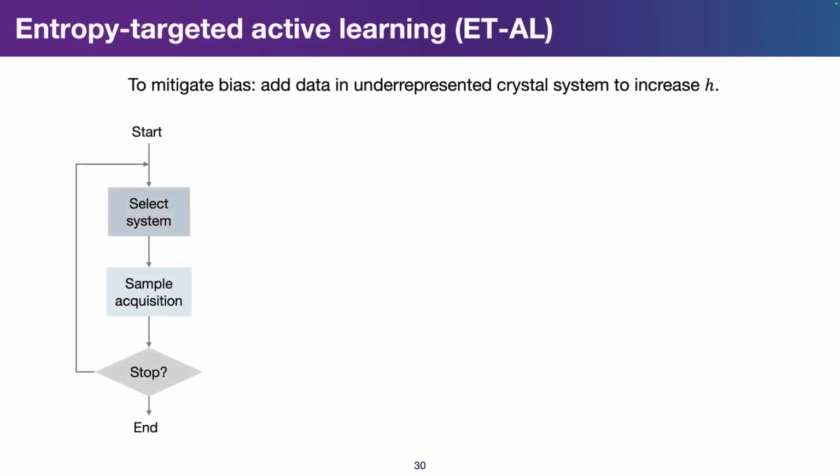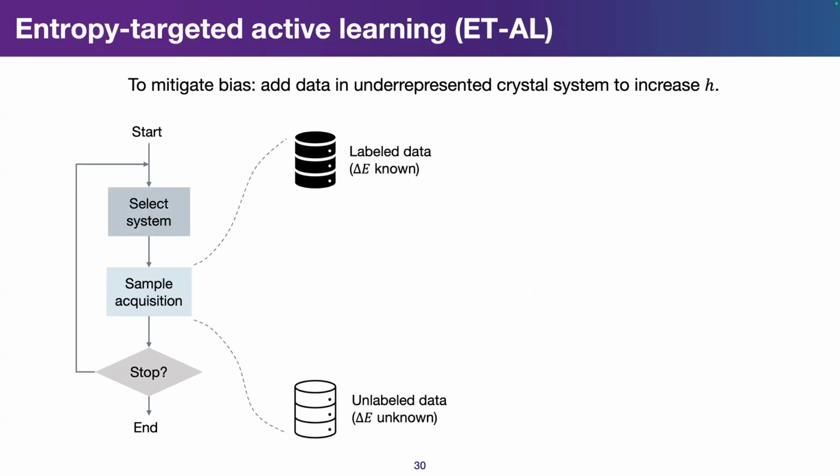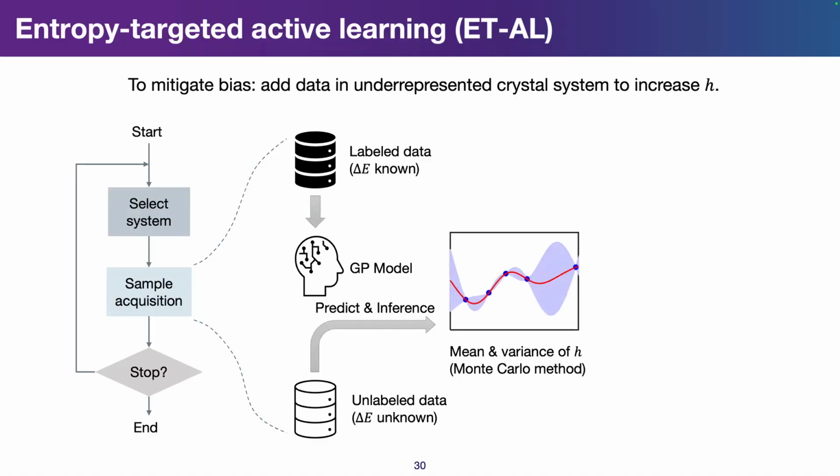So with a quantitative metric of bias, mitigating it can be viewed as an optimization problem. And we propose this framework called ETAL to systematically address that. So we can iteratively select the underrepresented system and acquire data in that system. Once we select a system, there are some labeled data for which we know the delta E already, and there are some unlabeled that's not calculated yet. We can use the labeled data to train an uncertainty-aware machine learning model like Gaussian process. It can make a prediction for the unlabeled data with both the prediction and the uncertainty. And using the Monte Carlo method, we could transform that into the mean and variance of entropy that would result from adding each data point.